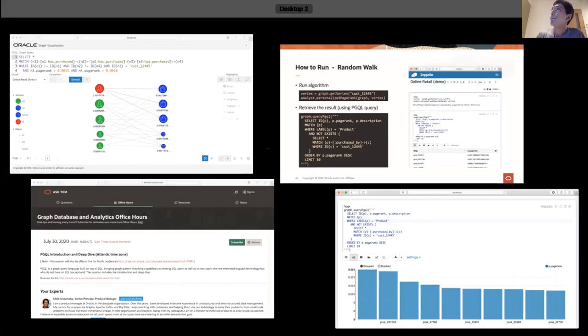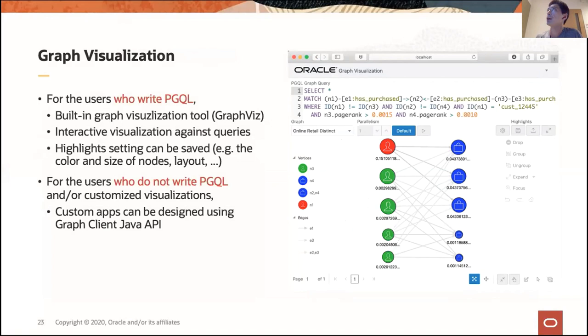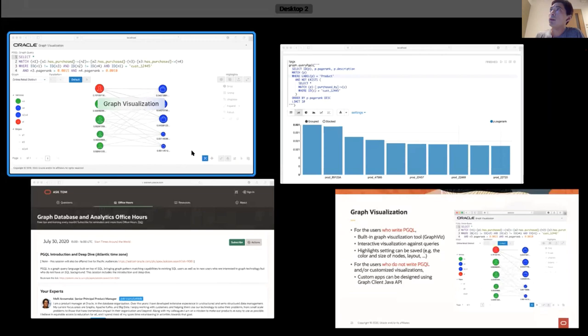Then the second built-in tool I'd like to introduce is graph visualization. And this is a built-in tool for this product, so everyone can use it for free. Especially for those users who can write PGQL queries, in this UI, you can write a PGQL query on top and get the result in this visual. So it's an interactive visualization against queries. And the highlights, like the size of nodes, edges, and the colors and layout, can be modified and also saved so that you can share the highlight with other people as well.